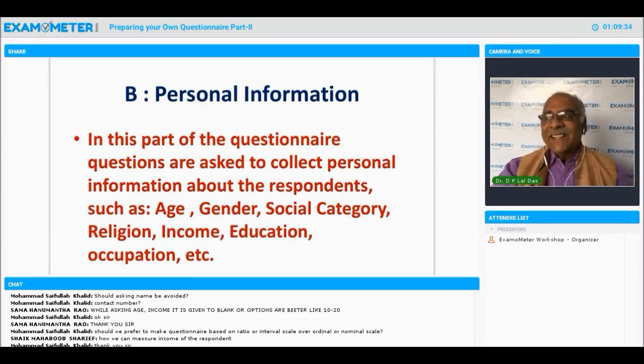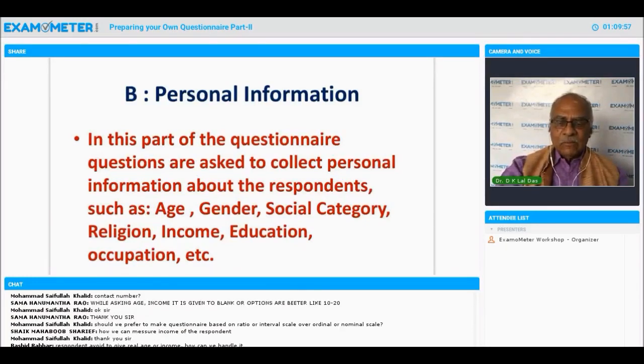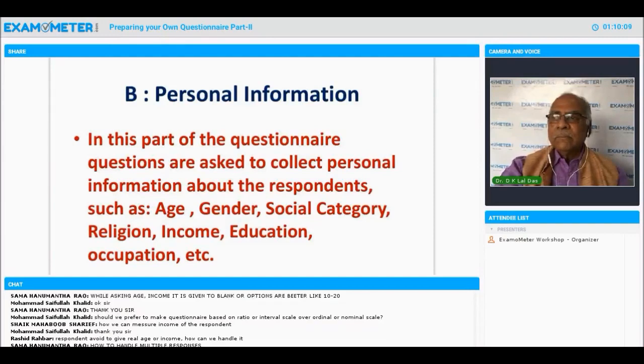How to handle multiple responses? Yeah, there is a function in SPSS for processing of multiple responses. So if you attend our SPSS workshop, we can show you. It is there. SPSS can handle multiple responses. Okay? Any other question? No.